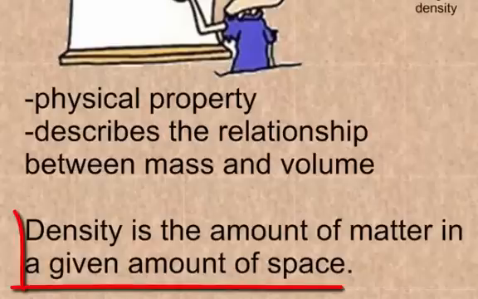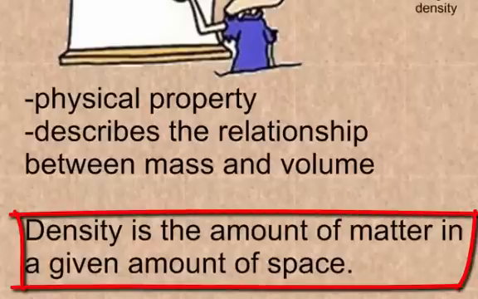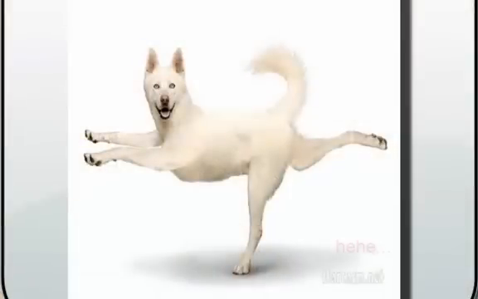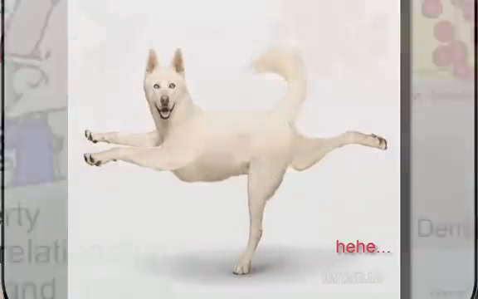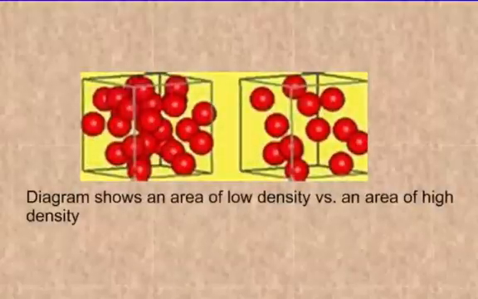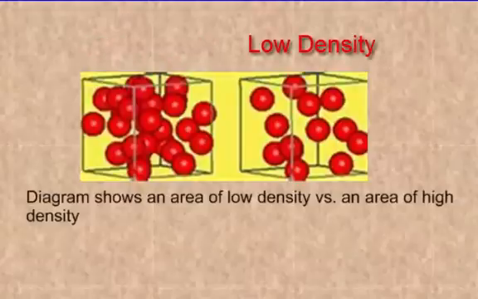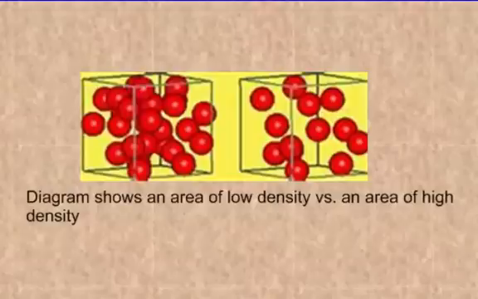The exact definition of density is that it's the amount of matter in a given amount of space. So it's the amount of stuff that you shove into that space. So your body has matter in it, and therefore your body has density because you have a bunch of stuff packed into that space. This diagram right here shows an area of low density versus an area of high density. So the area that has a lot of the red balls is going to have the high density area versus the area that does not have a lot of the red balls. They're the same volume. The cubes are the same size, but they don't have as much stuff. The one on the right doesn't have as much stuff packed into the cube, so it has lower density.